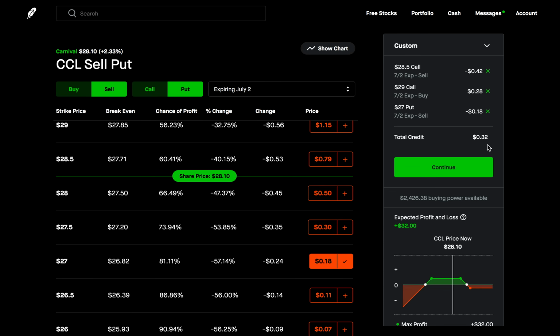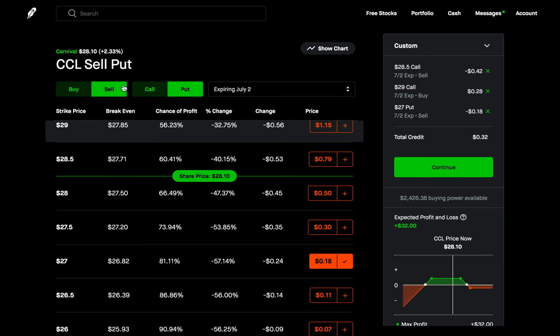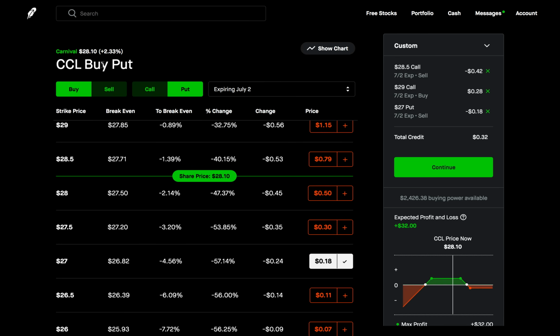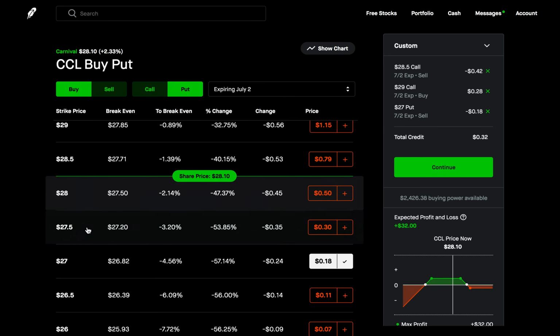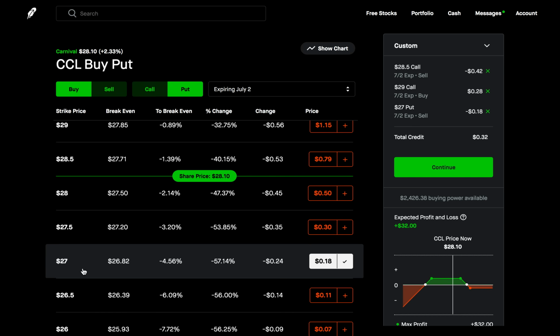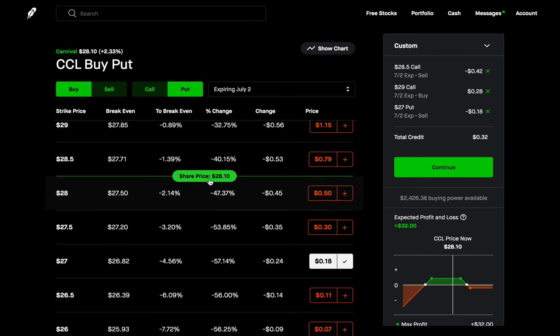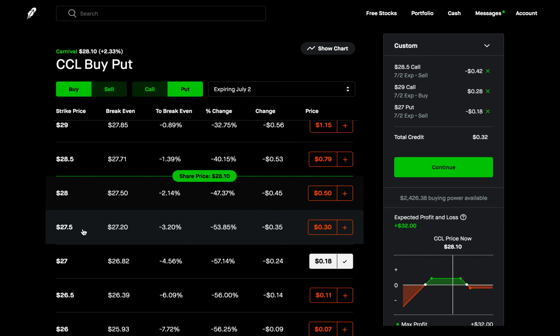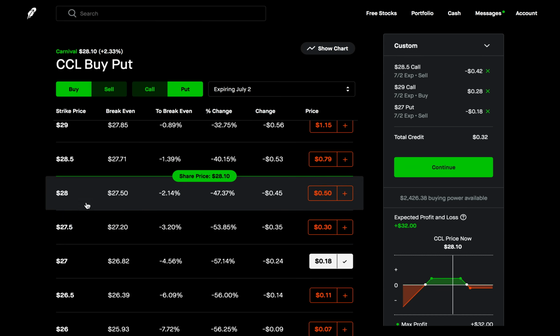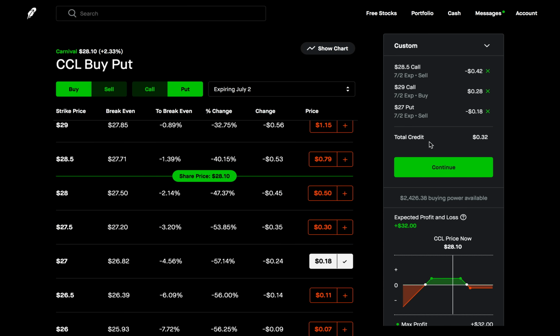Now here's what we're going to do with that $32. We're going to switch over here to buy. We're going to buy a put now. We're going to buy a put where the strike is higher than the strike of the put we just sold, but the contract should still be under the share price, right? So I'd have to buy either this one or this one right here. However, we want to use the credit that we're receiving to buy this put.